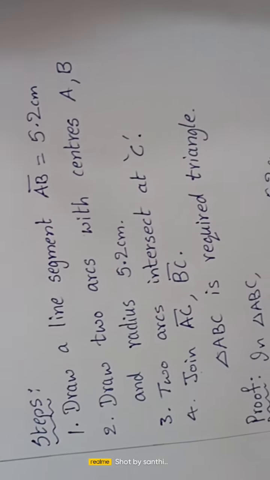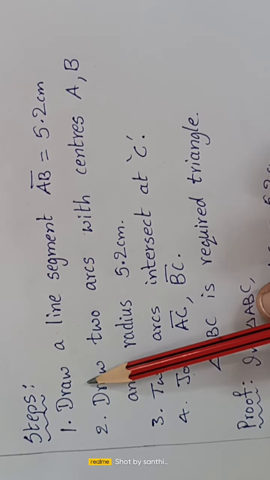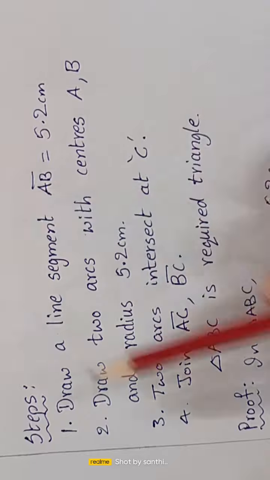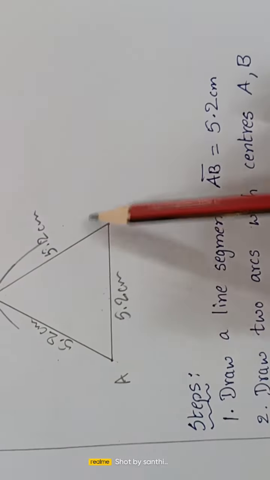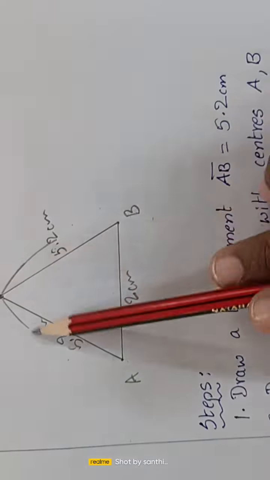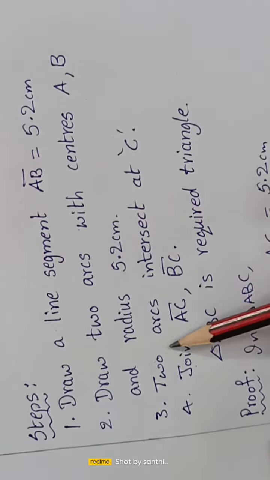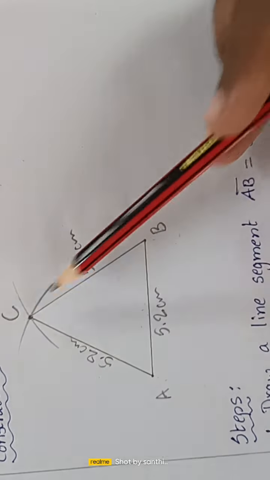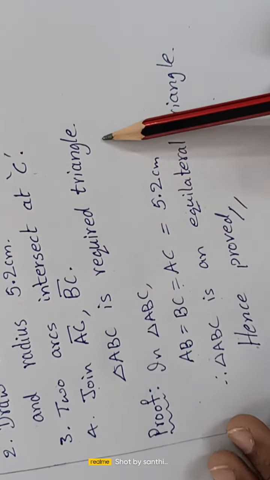Now we have to write the steps. Whatever we have done, we have to write in our own words. Draw a line segment AB with 5.2 centimeters. Draw two arcs with the centers A and B and radius 5.2, one from A and one from B. Then they intersect at C. Join AC and BC. Then triangle ABC is our required triangle.